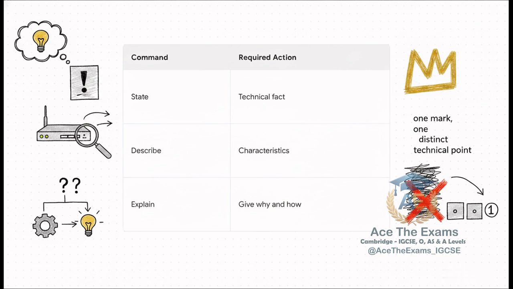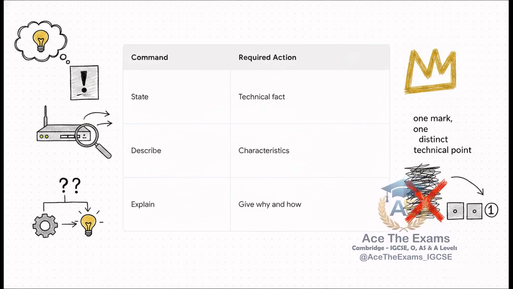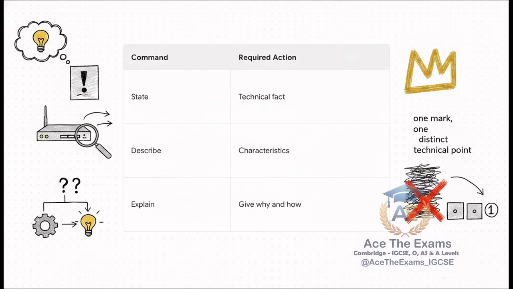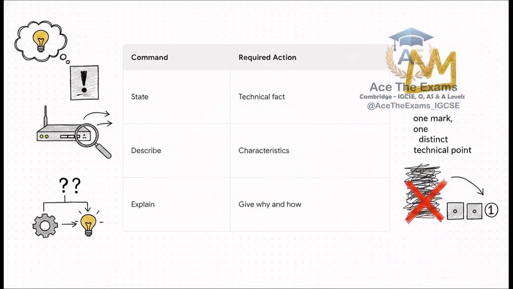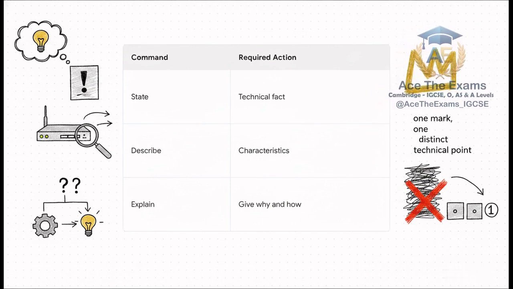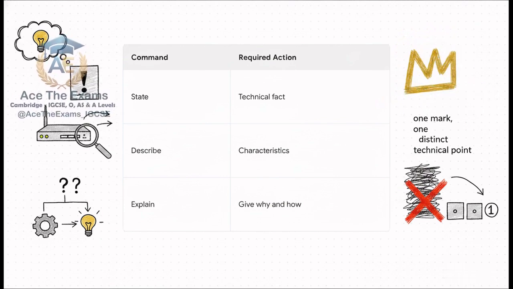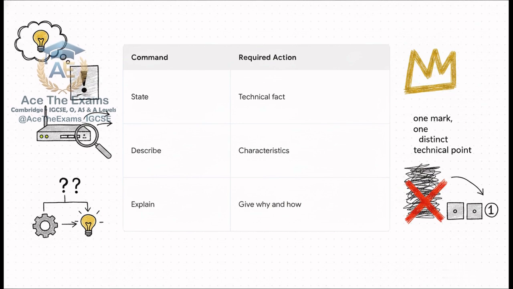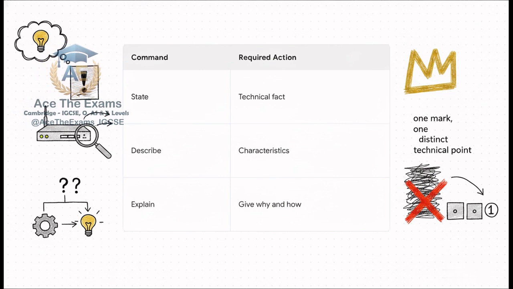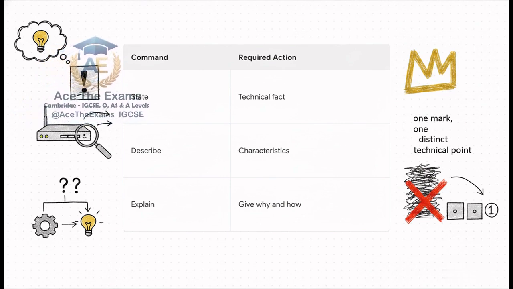The IGCSE syllabus is incredibly strict about command words. If a question asks you to state or define, they just want a concise technical fact, nothing more. If they say describe, you need to give the actual characteristics of the device. But if they say explain, which is where the big, juicy marks live, you absolutely must give the why and the how. And remember this golden rule: 1 mark usually needs 1 distinct technical point. A huge mistake students make is writing a massive paragraph that just repeats the exact same technical point in 3 different ways. That is only ever going to score you 1 mark.